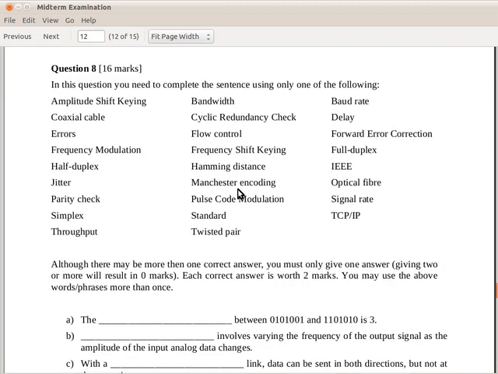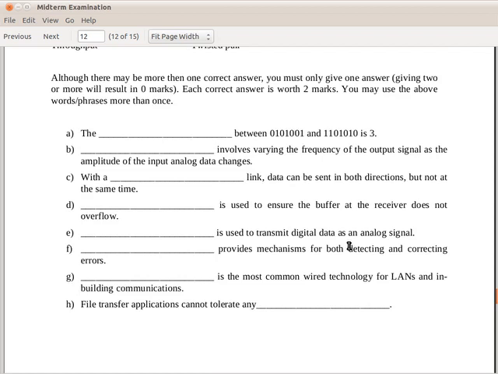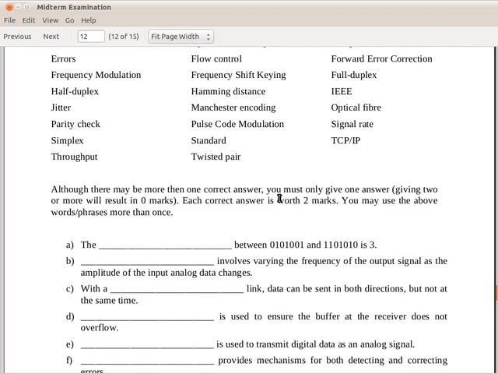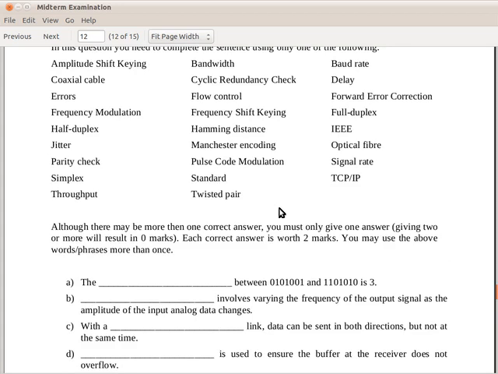Okay, here's an example of the fill-in-the-blank type questions. There's a set of words, and you fill in the blanks in those statements. See if you can do it. Part A. Hamming distance is the best answer there. No penalty for wrong answers. Zero for a wrong answer, zero for no answer. Full marks for a right answer.